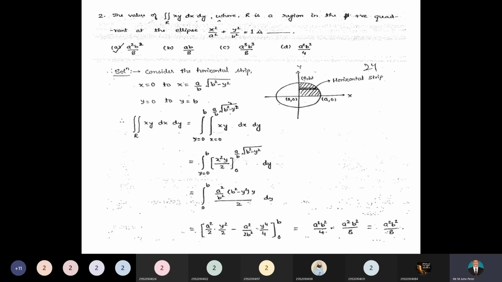So apply the upper limit y equal to b, take the LCM and simplify. We end up with a square b square by 8. The LCM was 8, with 4 and 8 we have.